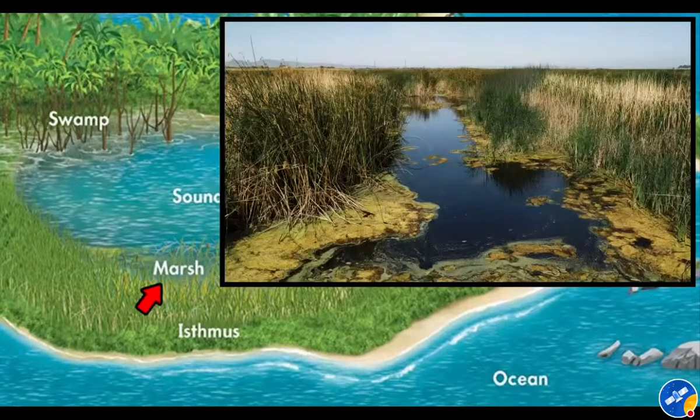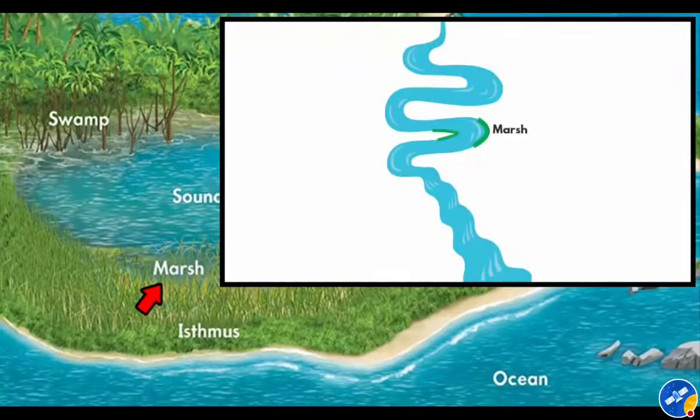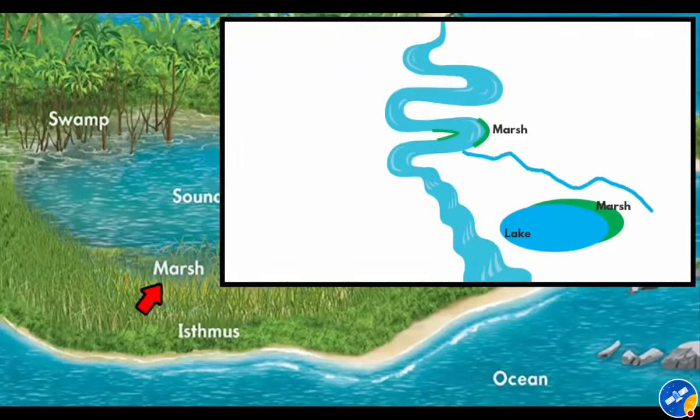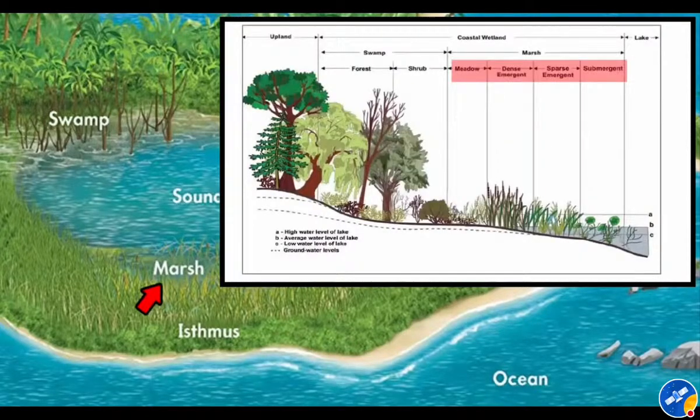A marsh is always covered with water throughout the year. You will mostly find marshes at the edges of rivers, lakes and streams. Talking about the vegetation, these places are dominated by grass and other herbaceous plants. You will not find trees. These plant roots hold the muddy soil tightly and slow down the flow of water.